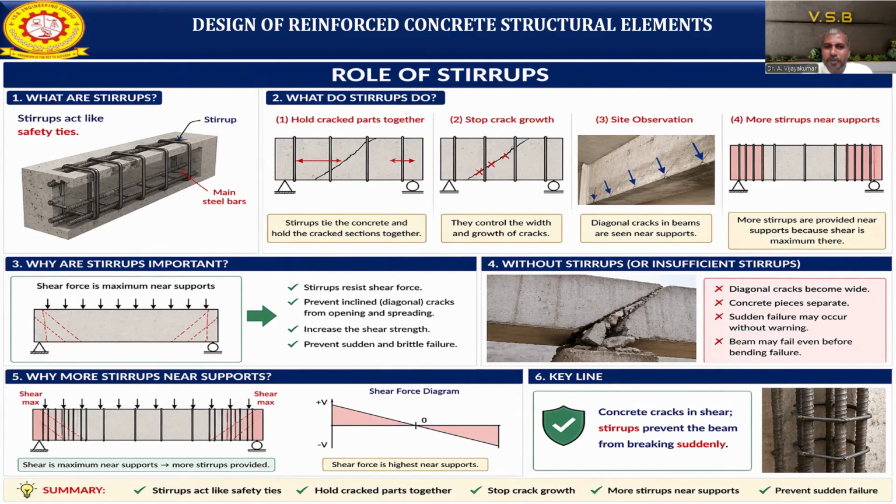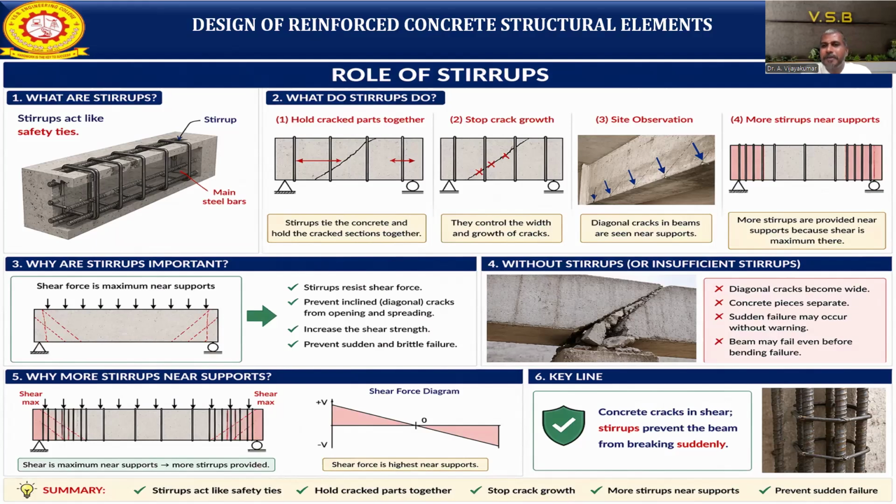What will stirrups do? They hold the cracked parts of the beam together. Before the cracks form, these stirrups are going to hold. So stirrups tie up the concrete and hold the cracked section together. It won't allow the crack to grow again. That means we are going to stitch the cracks using our stirrups to stop the crack growth.